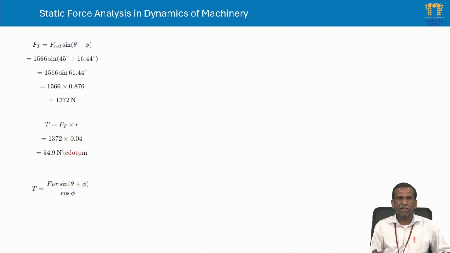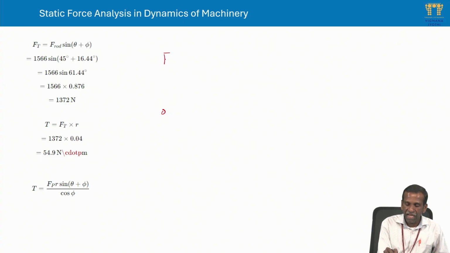Now we need to calculate the required quantity, which is the torque on the crankshaft. The crank effect, that is Ft, is the crank effect. Diagrammatically we can see that this is the connecting rod, and this is the crank, this is the connecting rod and piston.